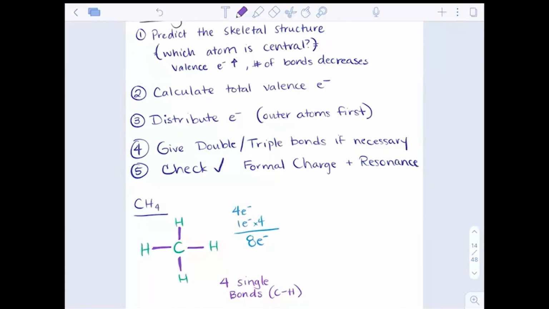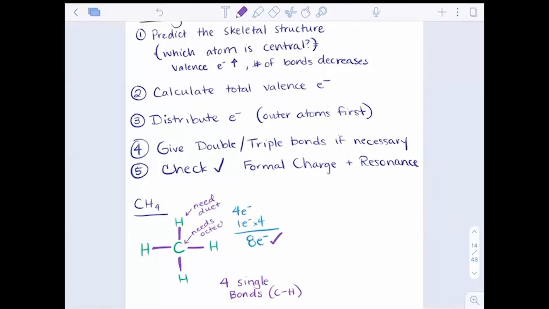Now, here's what I want to say. Do I need to do double or triple bonds? Well, I've distributed all my 8 electrons. Check. Does everyone have their octet or their duet? That's what we want to be able to say. Hydrogen needs a duet to reach its electron configuration, that of helium, with 2 electrons in the 1s orbital. And carbon needs an octet.